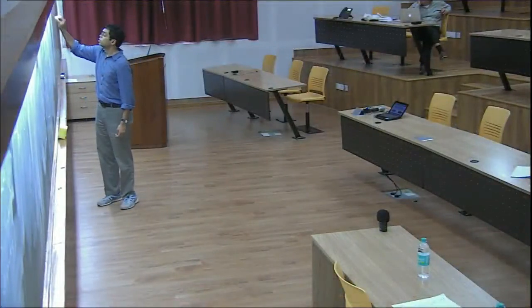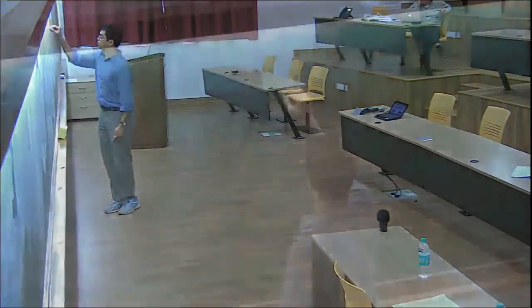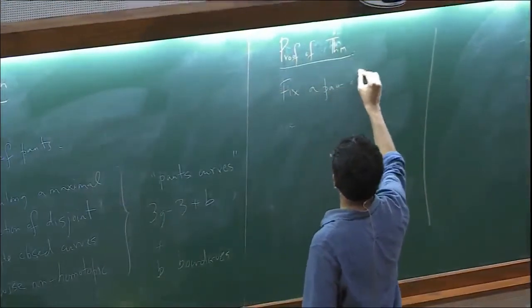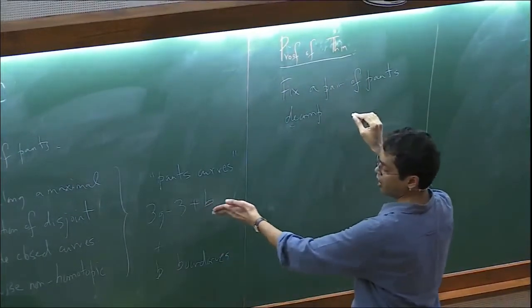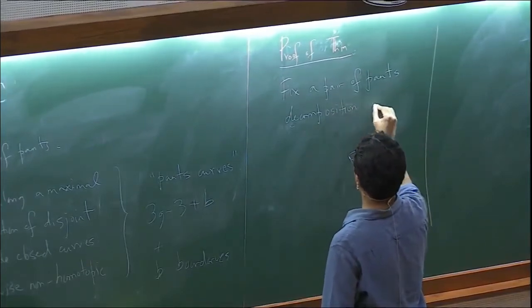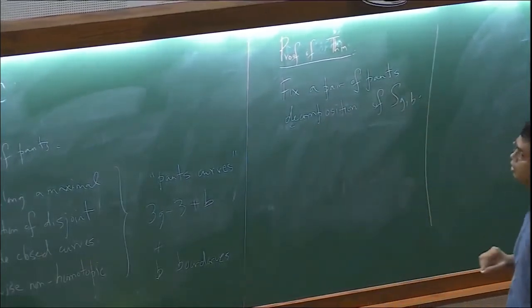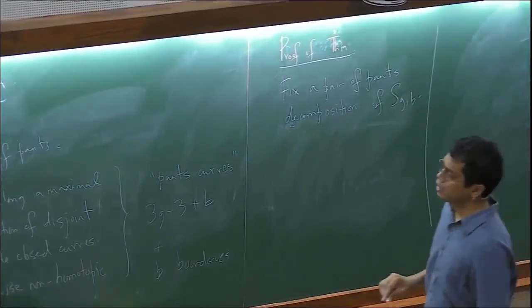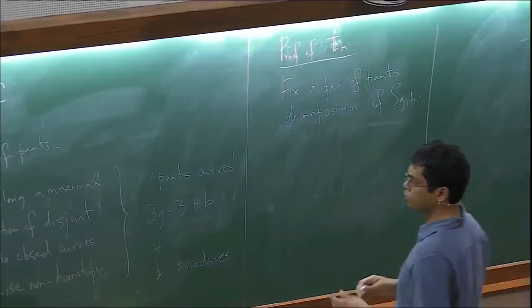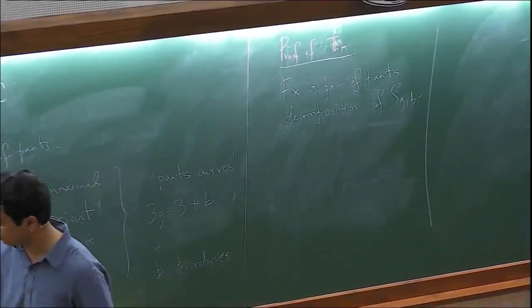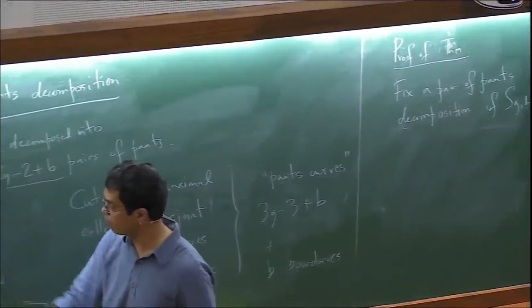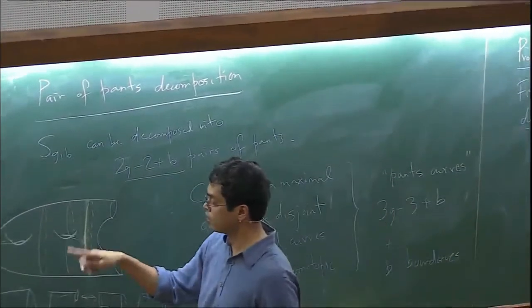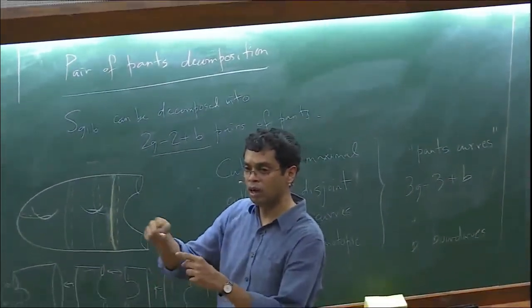So the proof of this theorem is as follows. You fix a pair of pants decomposition, this collection of 3g minus 3 plus b curves on this compact surface S_{g,b}. This will give a picture like this. If you start with a hyperbolic surface, you have these hyperbolic pairs of pants. Now to measure these twists, we need something more. We need to fix something like those perpendicular geodesics, these arcs that we fix.